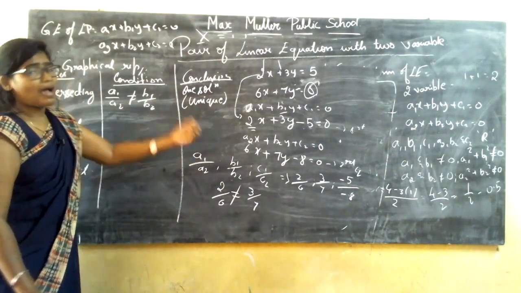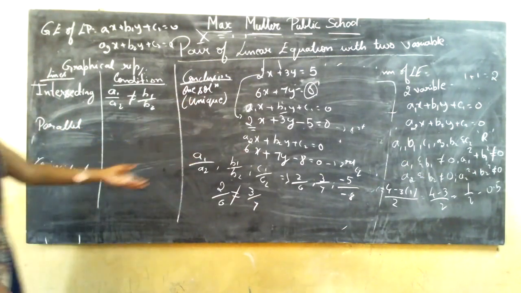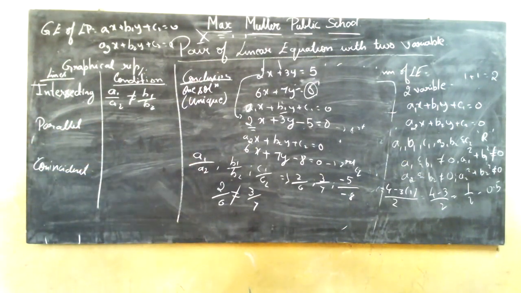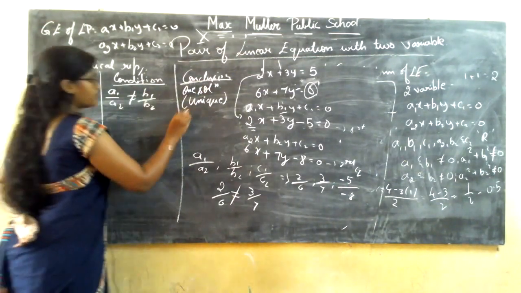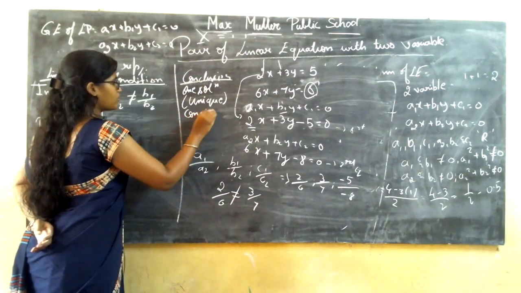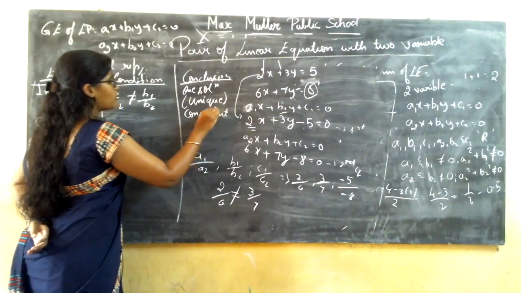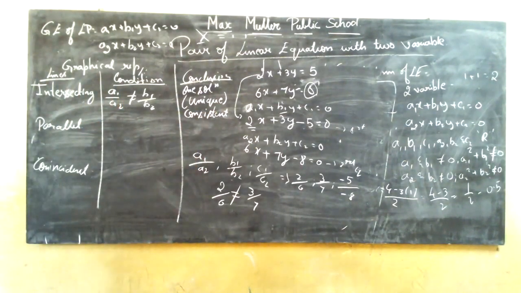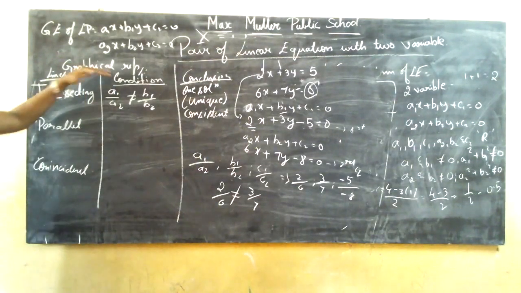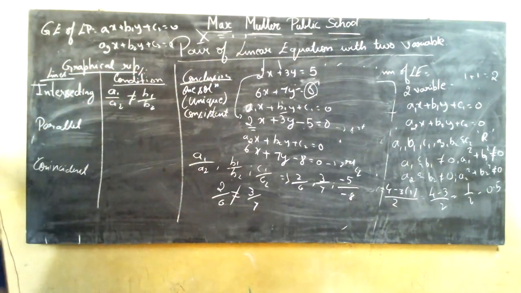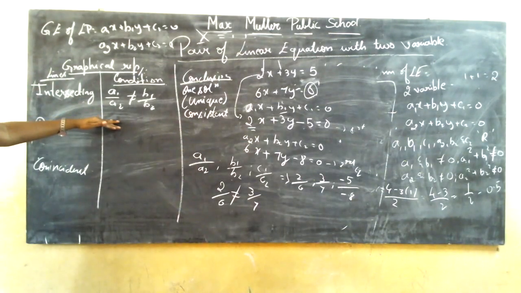Now, if you have a solution, we studied just a moment back that if you have a single solution, then you say it is a consistent pair of linear equations. Correct? So it is a consistent pair of linear equations. What did you learn now? For intersecting lines in the graphical representation, the condition is A1 by A2 should not be equal to B1 by B2.